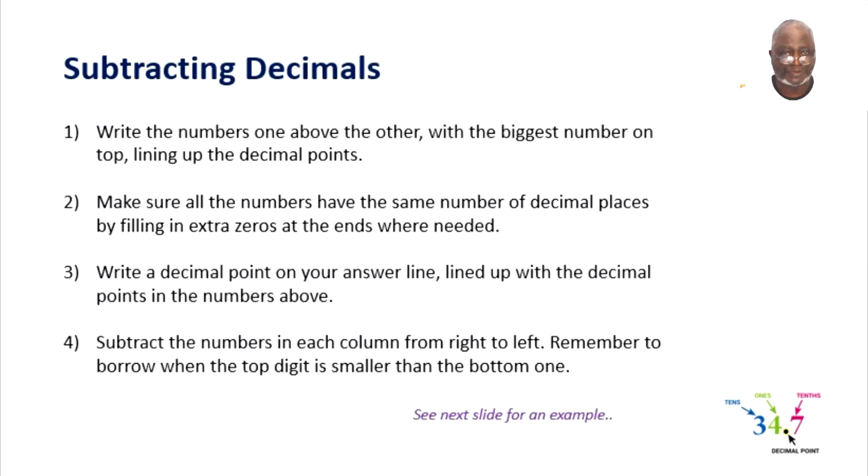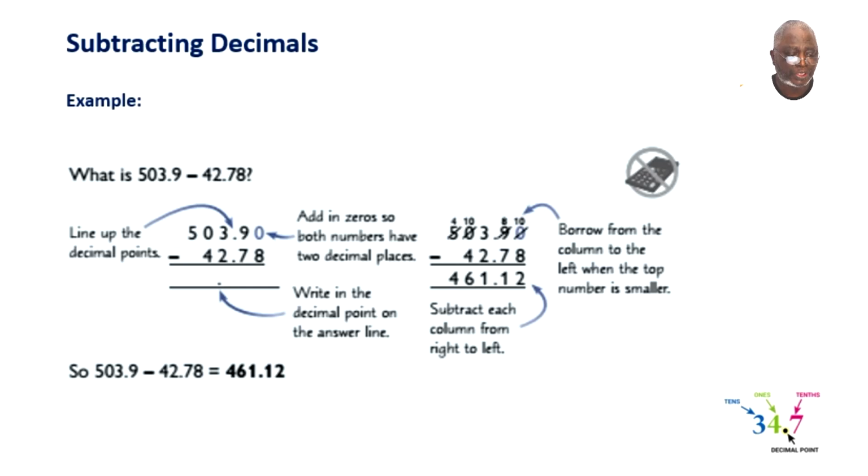Subtracting decimals is the same principle, only this time you're subtracting, right? So you line up your decimal points, put your numbers, big one on top of the small one, put your decimal point in your answer line, fill in the gaps just in case, and then you can do your subtraction. So read points 1 to 4 and then do it. And this is what you have to do.